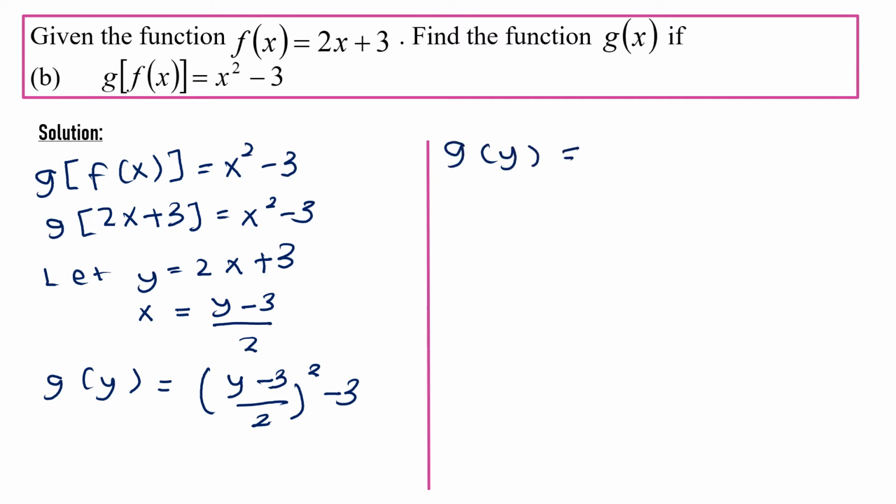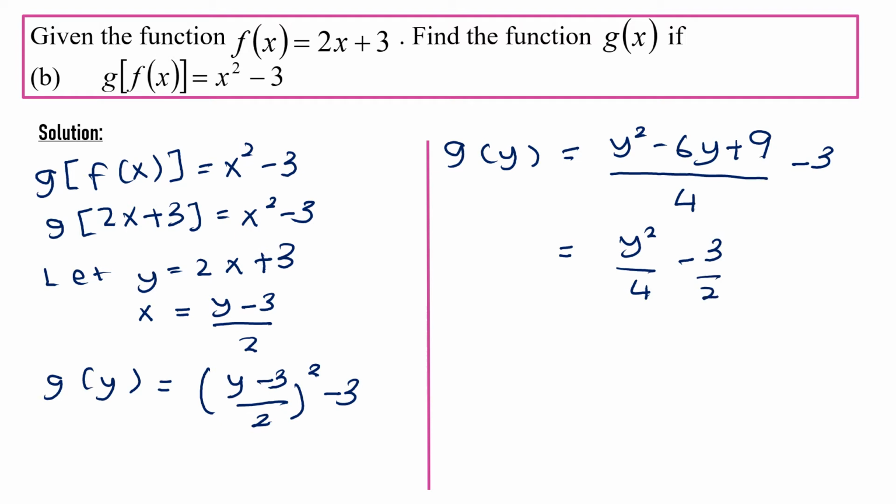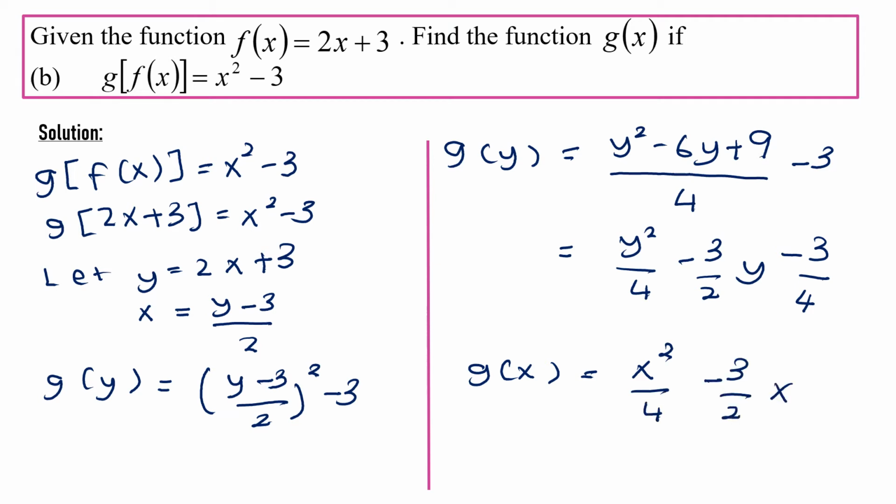expand this function. So we have y squared minus 6y plus 9 over 4 minus 3, and then lastly we have y squared over 4 minus 3 over 2 y minus 3 over 4, and then we just substitute this with g of x. We have g of x equals x squared over 4 minus 3 over 2 x minus 3 over 4.